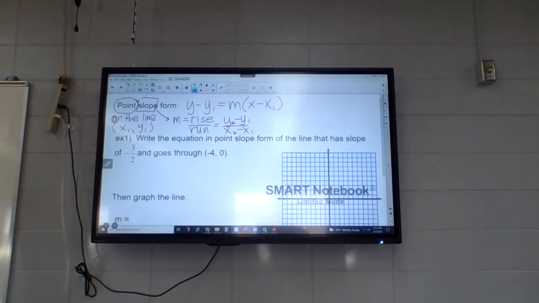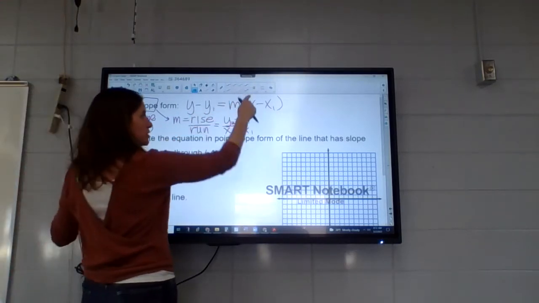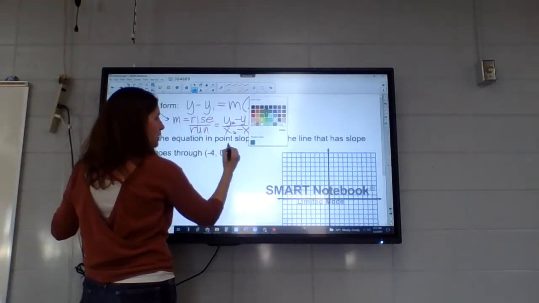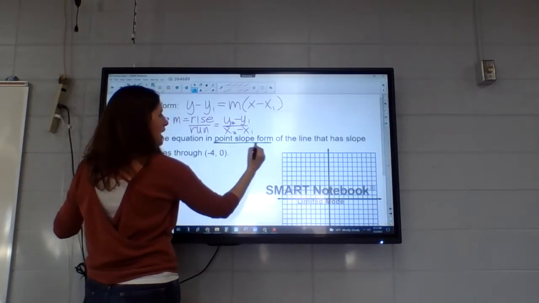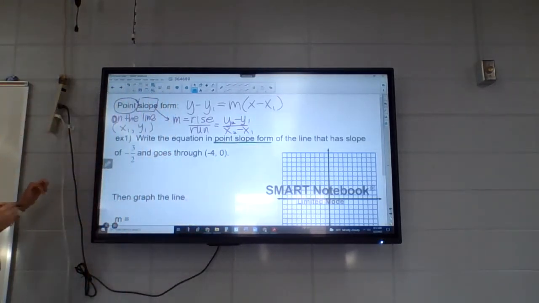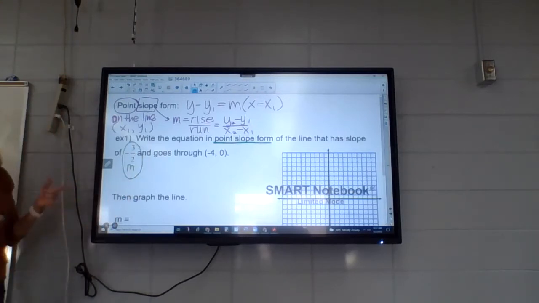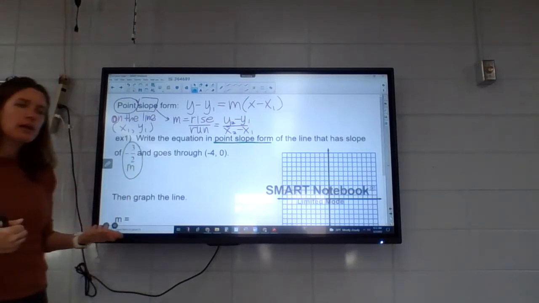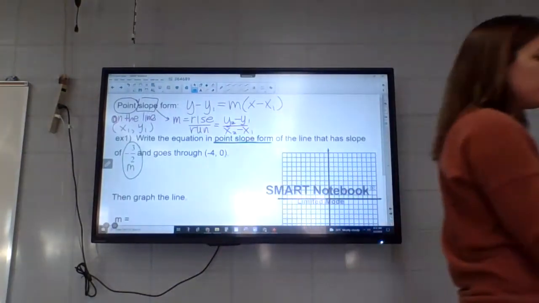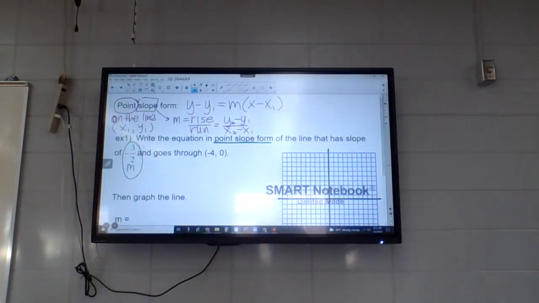So it says write the equation in point slope form. So this is our new form of the line that has a slope of -3/2. So they're telling me m. And it goes through the point -4, 0. Now yesterday we would have gone ahead and found the b from this. We don't need to find b this time. They just want us to write the equation.